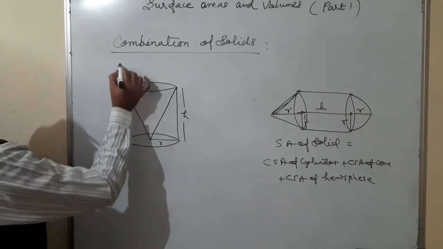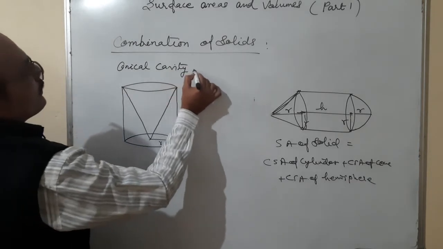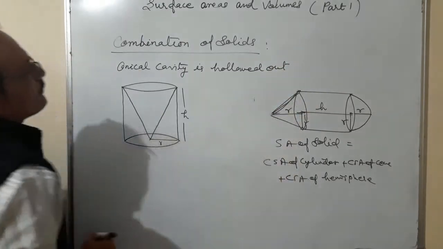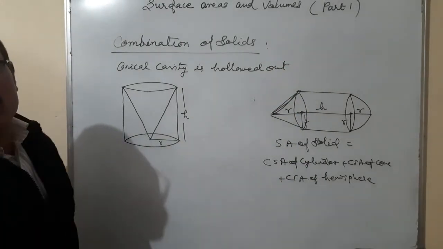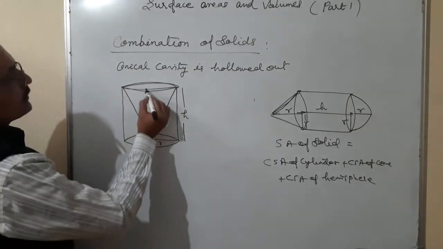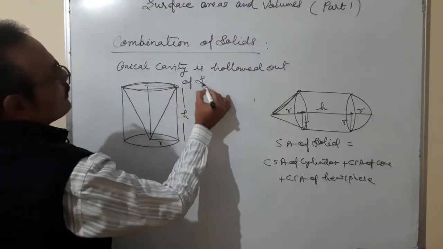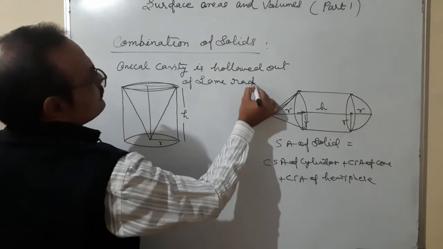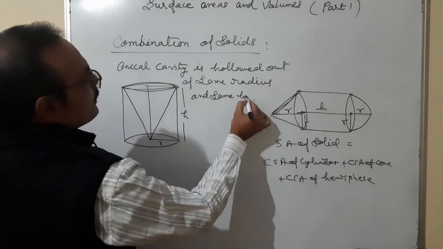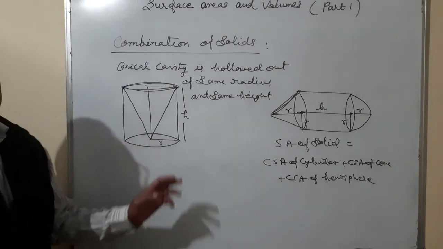What is this? A conical cavity is hollowed out. So that means this cone of the same radius and same height is hollowed out from it. Okay. And then we are going to find the area of the remaining solid.